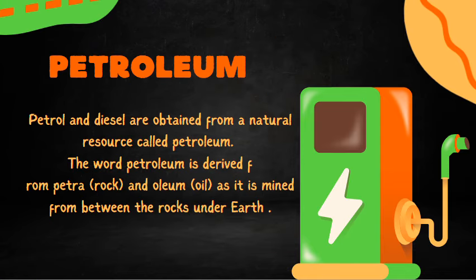The next type we are looking at, first we looked at coal and now we are looking at petroleum. We all use petrol and diesel for our vehicles, right? This is also a fossil fuel. Petrol and diesel are obtained from a natural resource known as petroleum. The word petroleum is derived from petra, that is rock, and oleum, that is oil. It is mined between the rocks under the earth.